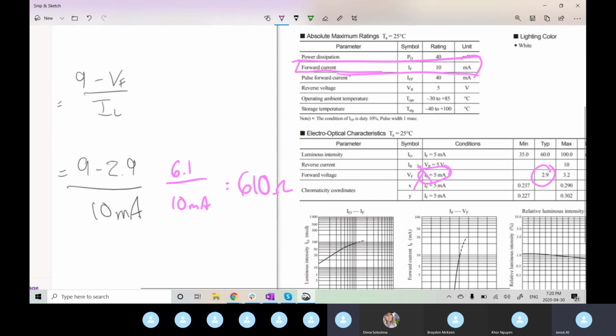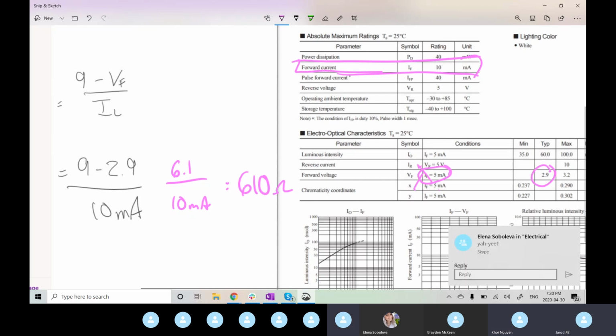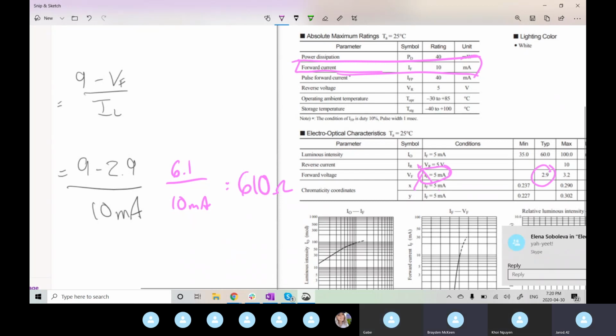Did I get it? It's pretty close, okay? I was close. I think only Elena got it. Oh, nice. Based on chat, off by a factor of 10. Damn it, Braden.